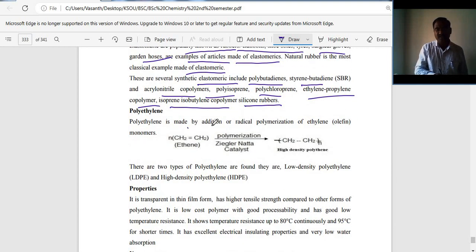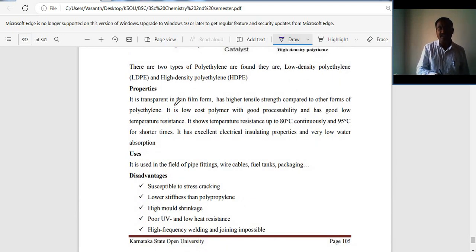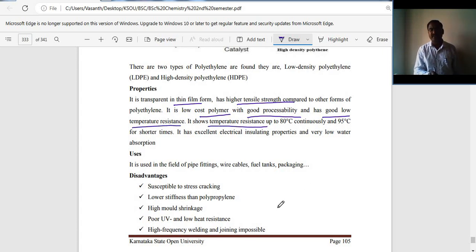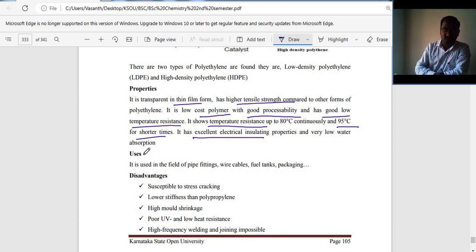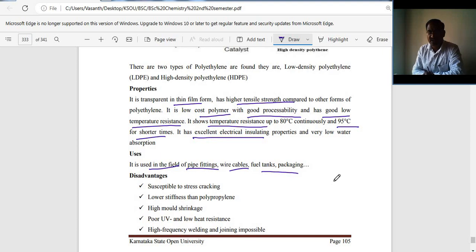Polythene is made by addition or radical polymerization of ethene monomers. What are the properties? It is transparent in thin film form and has a higher tensile strength compared to other forms of polythene. It is a low cost polymer with good processability and good low temperature resistance. It shows temperature resistance up to 80 degrees continuously and 95 degrees for shorter times. It has excellent electrical insulating properties with very low water absorption. It is used in pipe fittings, wire cables, fuel tanks, packaging, etc.